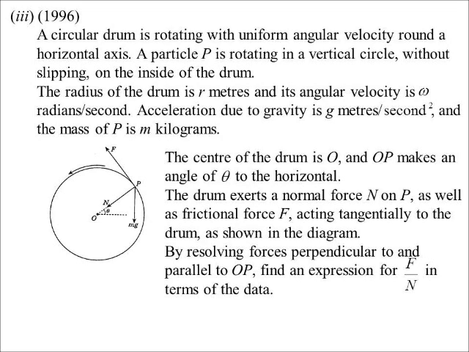And there will be a frictional force. It will go along the surface. Well, again, the surface at an instant would be a tangent, and so that's why our frictional force is going off at a tangent at the point. By resolving forces perpendicular and parallel to OP, find an expression for F over N.